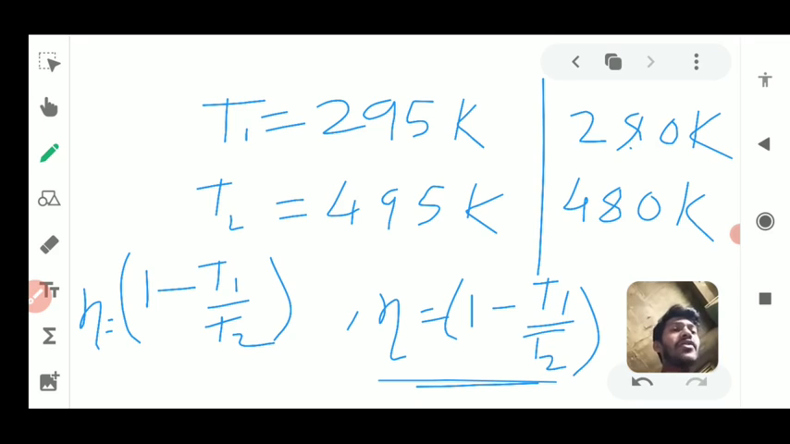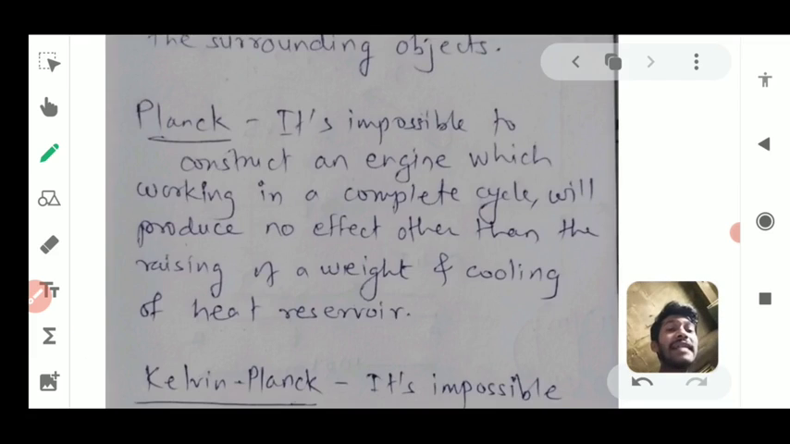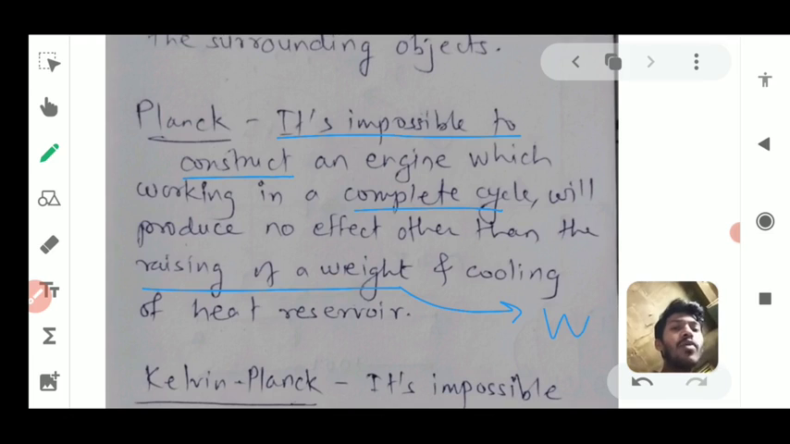Then there is another statement by Planck. Planck says that it is impossible to construct an engine which, working in a complete cycle, will produce no effect other than raising of the weight, here it means the work done, and cooling of the heat reservoir. So this means heat is not rejected, or cooling of the heat reservoir takes place when the internal energy is used to do the work.